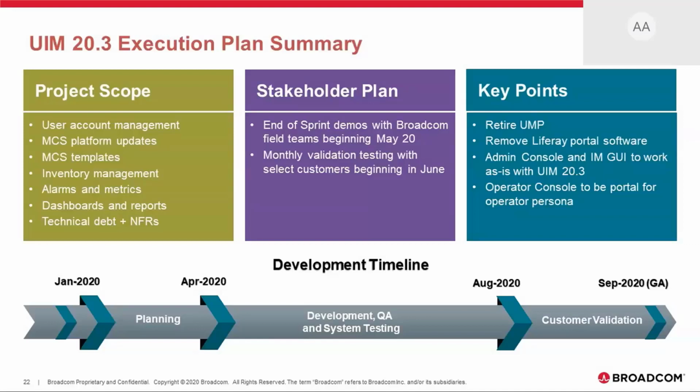And then I talked about some of the non-functional requirements like multi-instance support. That's what we're planning to do. So the key takeaway from this talk should be that once 20.3 is released, there will be no UMP, as we plan to retire UMP. This means implicitly that the library portal will be removed from the product as well. There's no change expected in admin console and IAM GUI.